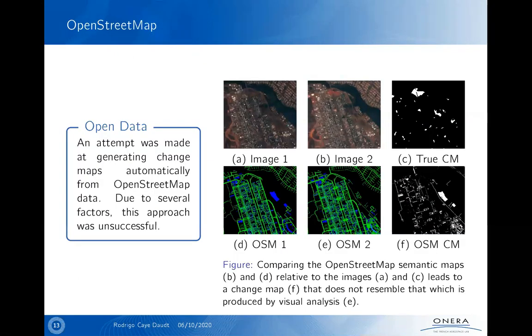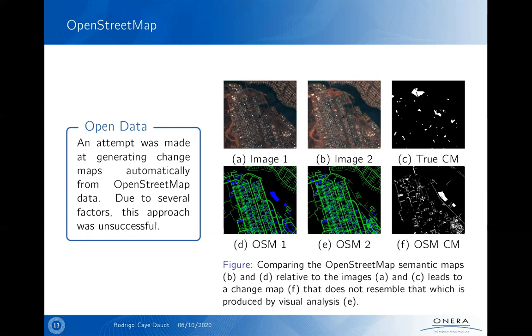We also tried to stay perfectly impartial and use OpenStreetMap data to produce these change maps. The problem is that OpenStreetMap, for those of you who don't know, is kind of like Google Maps, but open source and crowdsourced, so people can submit new objects to these maps. And so what we tried to do is to generate rasters from these vector data and to compare these two. The problem is that it's very hard to align the dates of the satellite images and the OpenStreetMap.